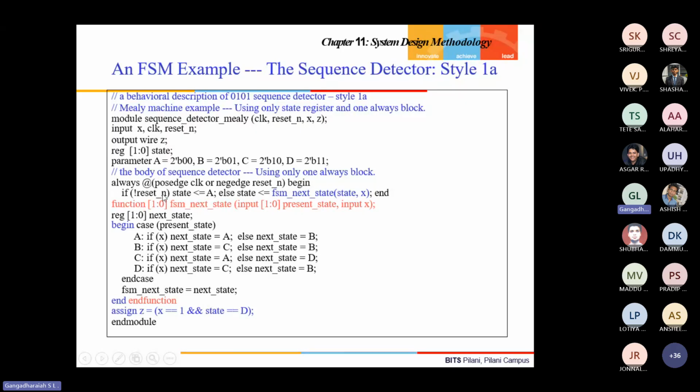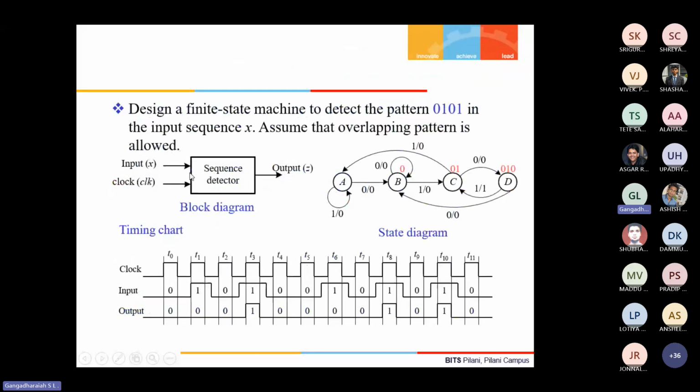If not reset, let's say if reset N, the initial reset state is A.